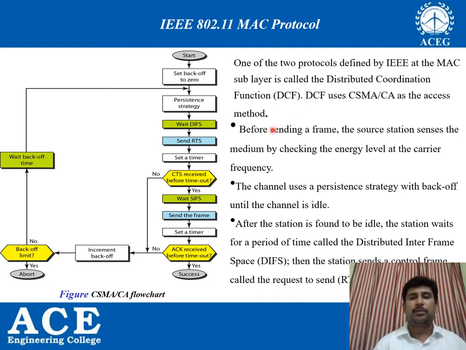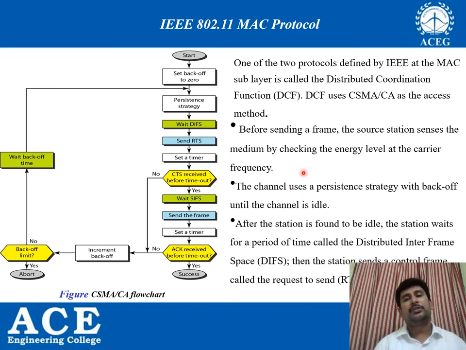So what do we try to do here? Before sending a frame, the source station senses the medium by checking the energy level at the carrier frequency. We discussed in the recent class that whenever the energy level is beyond the normal frame transmission, it indicates a collision. When there is no energy, there is no transmission. When the energy level is normal, it indicates a frame being transmitted. So we can check the energy levels and sense whether any collisions are there or not.